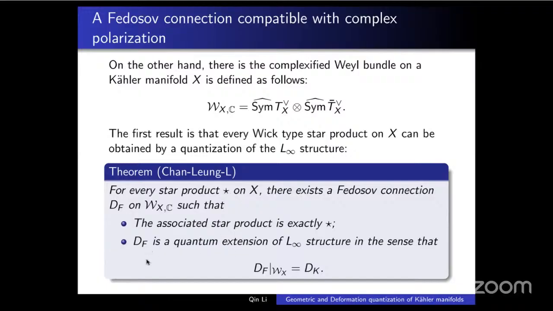And more interesting is that this Fedosov connection is a quantum extension of the L infinity structure, in the sense that if you restrict D_F to the subbundle of holomorphic Weil bundles, you can see the complexified Weil bundle consists of two parts. One is the symmetric product of the holomorphic cotangent bundle, and the other part is the symmetric product of anti-holomorphic cotangent bundles. So if you restrict to half of that, it's exactly the connection defined by Kapranov.